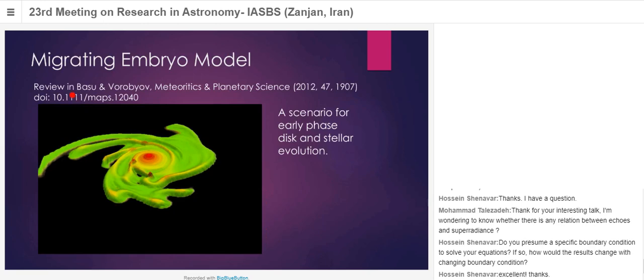So for those of you interested, we have a review paper on the entire scenario, which we've called the migrating embryo model. For reasons you will see, we generally in the early phase of the disk will form clumps. Those clumps can also be called embryos because many times or sometimes they lead to the development of companion stars, planets, or brown dwarfs. But those embryos don't stay still, they migrate.